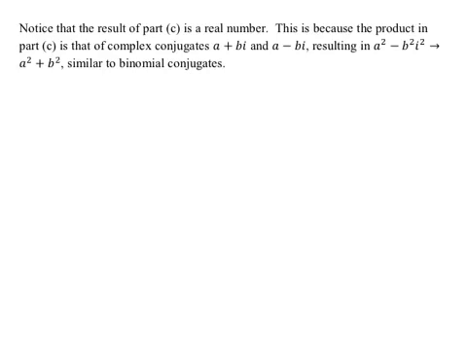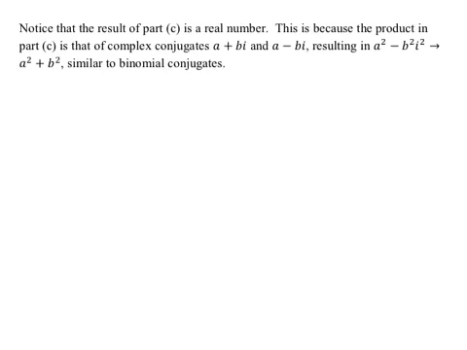Nice and loud, Luis. Notice that the result of part C is a real number. This is because the product in part C is that of complex conjugates: a plus bi and a minus bi, resulting in a squared minus b squared i squared, which becomes a squared plus b squared, similar to binomial conjugates. Okay, so that's the key here.